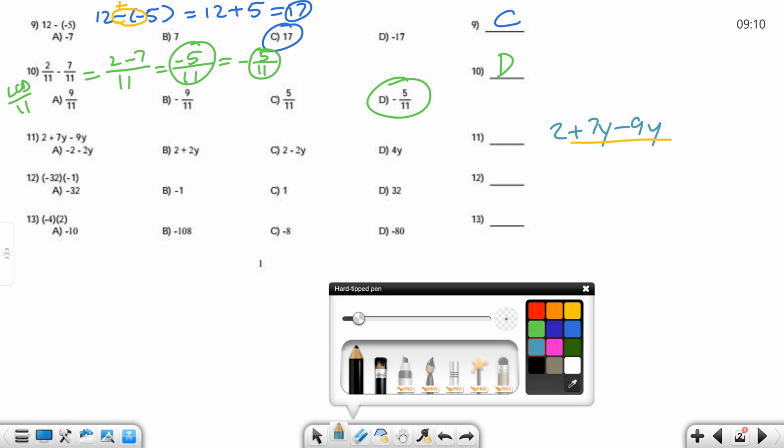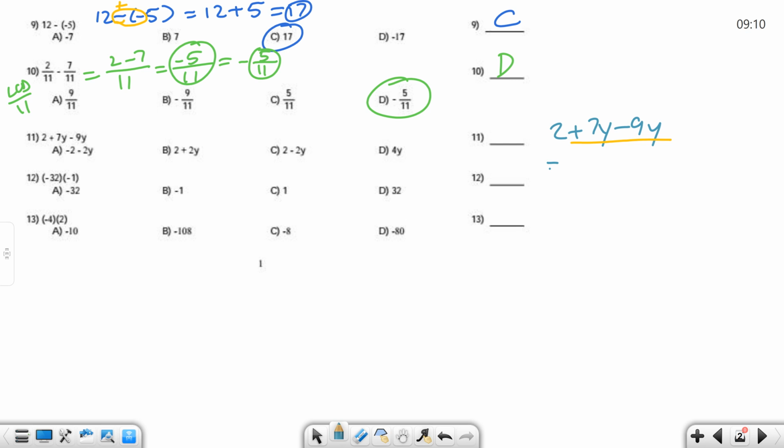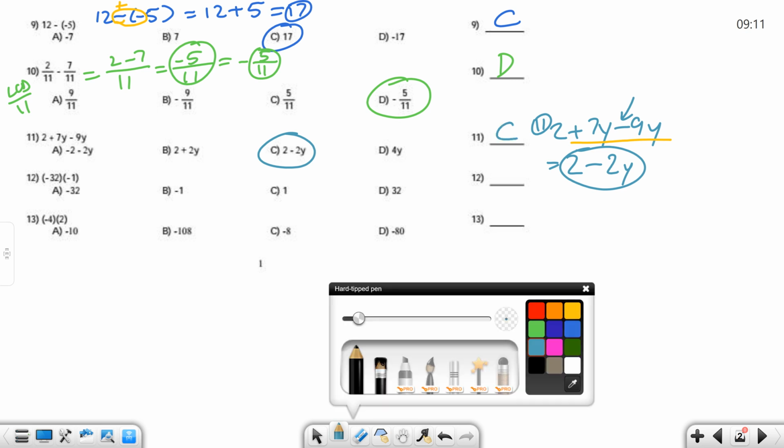So again, I say, do I add them or subtract them? The 2 stays out front, right? 2, this is number 11. 2, and then positive and negative. We subtract. What is 9 minus 7? 2. And if you combine like terms, you get a like term. So if I put y's together, I get y's if I'm adding and subtracting. So 7y minus 9y is 2y, but wait a minute, which one's bigger? This one, so my negative goes here. So 2 minus 2y, which is C. C is 2 minus 2y.